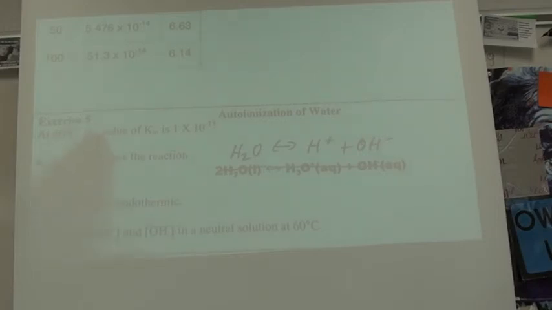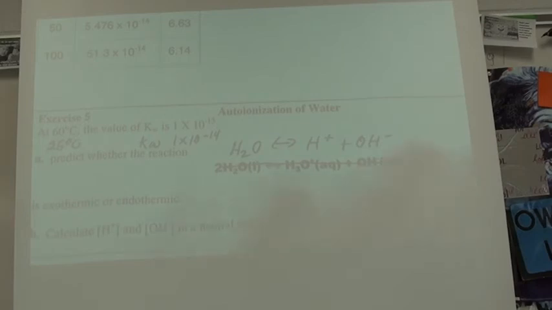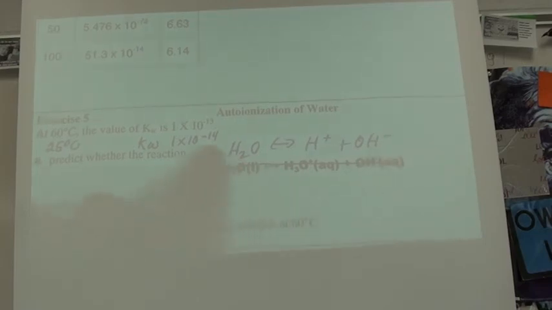It says here that at 60 degrees C, the value of Kw is 1 times 10 to the negative 13. What is the Kw at 25 degrees C? 1.0 times 10 to the negative 14. It says predict whether this is an exothermic or endothermic reaction. If this reaction were exothermic, where would heat be in this equation? It would be on the product side. If this is endothermic, heat would be on the left side.